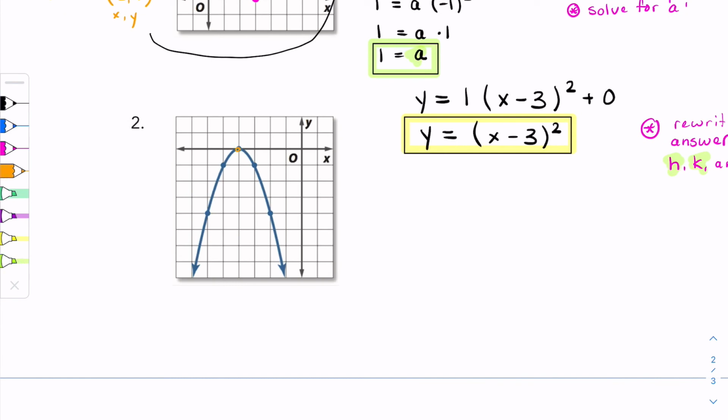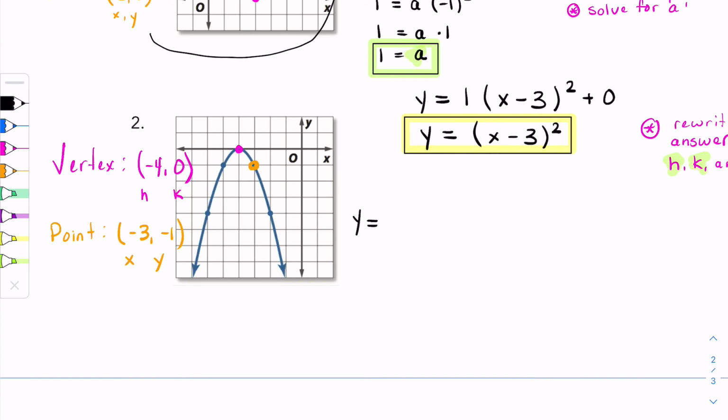Number 2. For number 2, our vertex is at negative 4, 0. Negative 4 is your h value, 0 is your k value. I'm going to pick this point right here. The extra point I picked is at negative 3, negative 1, which is your x and your y value.